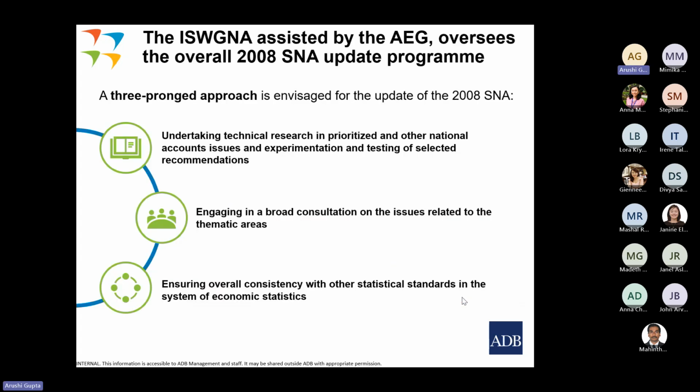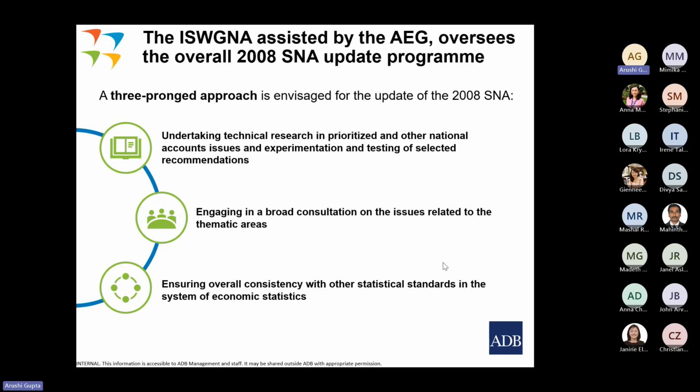As mentioned before, the Intersecretariat Working Group will be assisted by the Advisory Expert Group on National Accounts, and these groups will be overseeing the overall update of the 2008 SNA. They have adopted a three-pronged approach for the update of the manual. The first one being undertaking technical research in priority issues and experimentation and testing of selected recommendations.